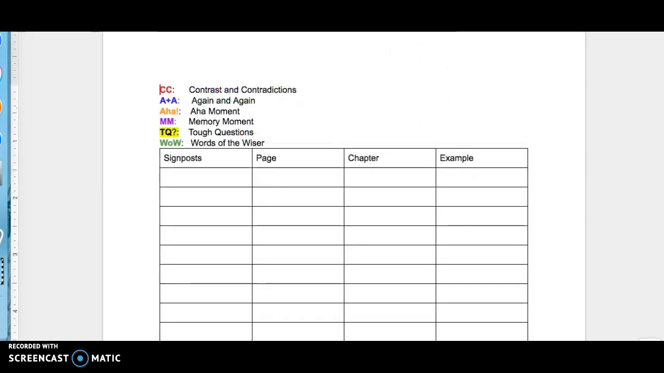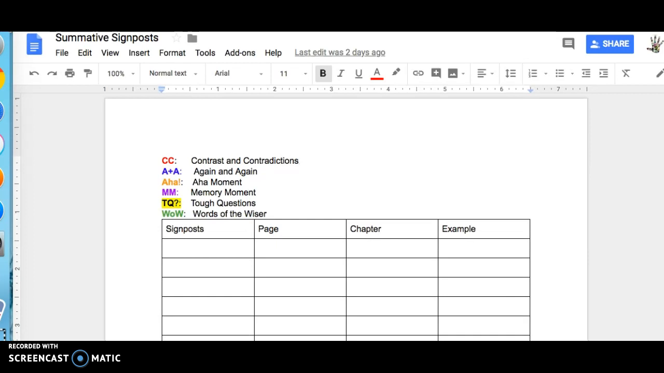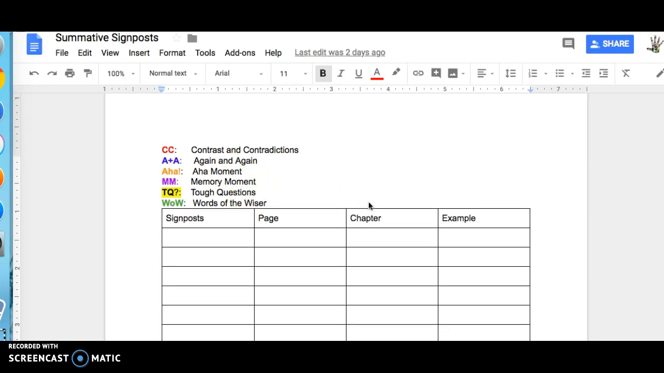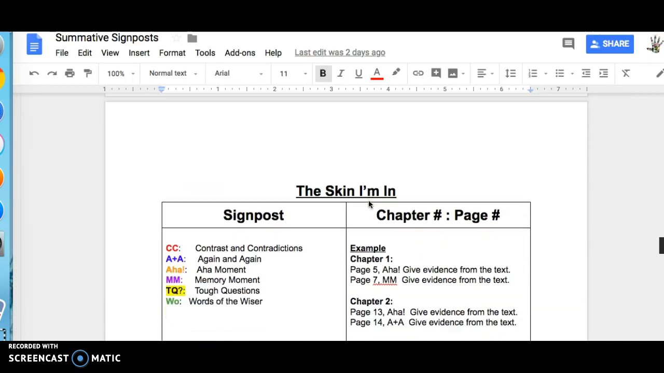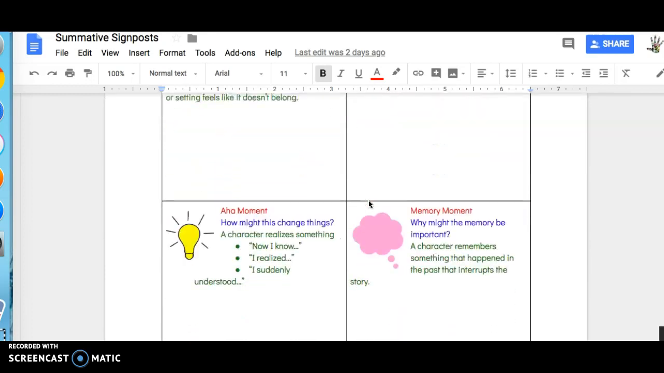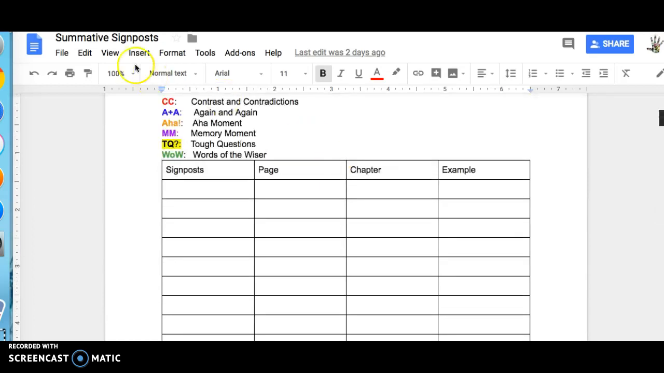You also need to complete the summative signpost. Remember, you need 15 signposts. 6 of them should be one from each of the categories. The remaining 9 can be whatever you want. You can fill in this form, you can fill in this form, you can fill in this form, or you can fill in this form. I need your 15 best signposts on this summative signpost document.